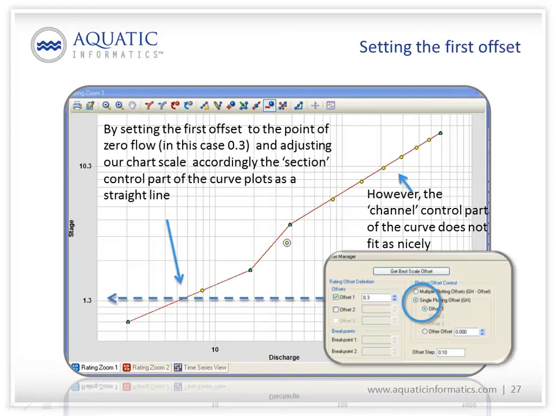When we're working with a curve with multiple rating offsets, we need to be very careful about our selection of scaling offsets. So in this case, I've set just a single offset and then plotted to that single offset, which is valid for the lower segment of the curve. Because I should be using a different rating offset for the upper segment of the curve, I should be using a different scaling offset for viewing the upper segment of the curve. So we'll look at that next.